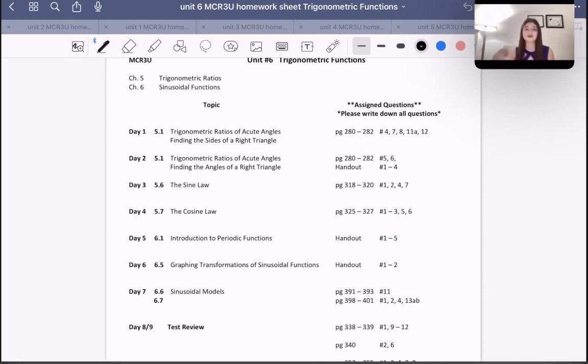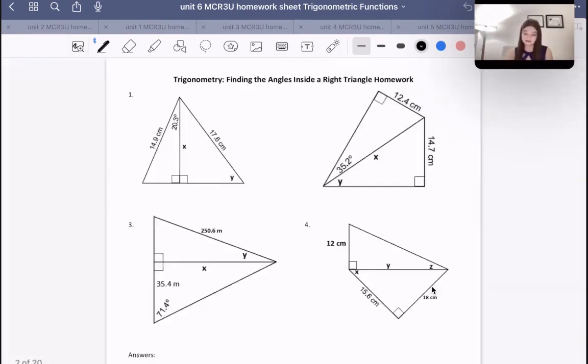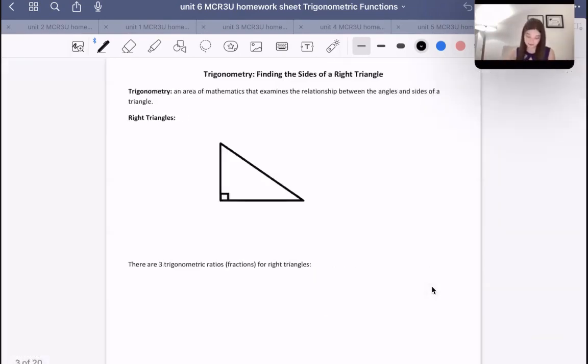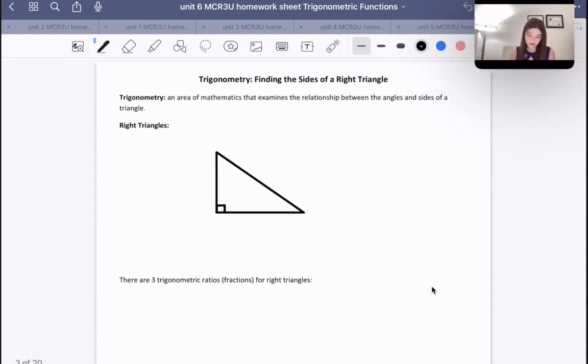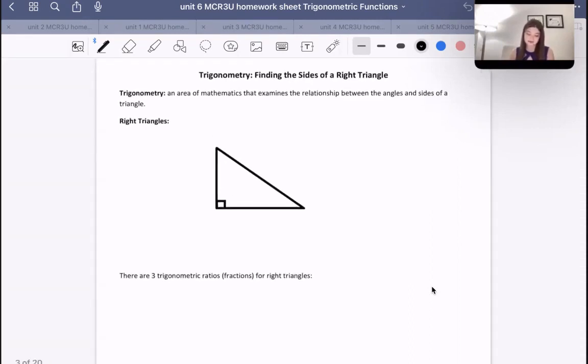So let's go ahead and get started with today's topic, which is all about finding the sides and the angles of a right triangle. I think we're going to put those into one day because those are very similar. So basically, trigonometry is an area of mathematics that examines the relationship between the angles and sides of the triangle. Using basic trigonometric ratios, we can do that for all right triangles.